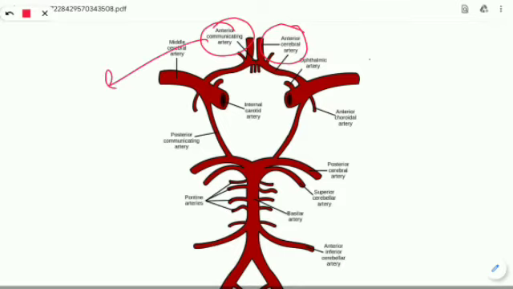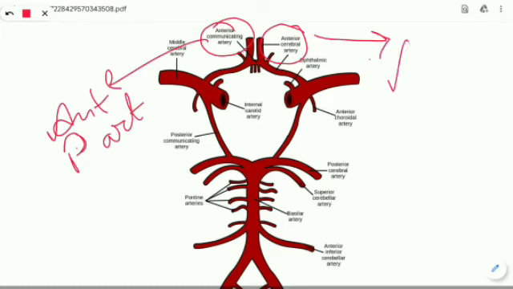So this is the anterior part of the circle of Willis. And now the anterior cerebral artery forms the anterolateral part. Okay. And the lateral part is formed by the internal carotid artery. Internal carotid artery forms the lateral part.